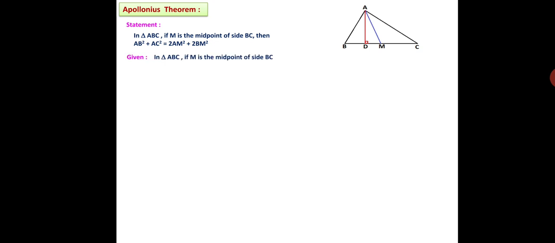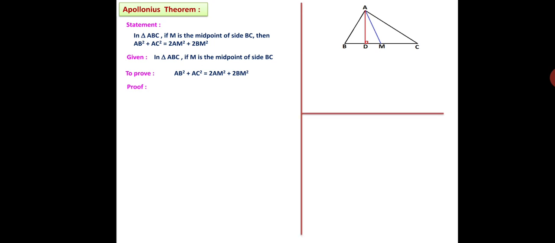So what is given here is triangle ABC, M is the midpoint of side BC, or you can write BM is equal to MC. So what you have to prove is AB square plus AC square is equal to 2AM square plus 2BM square. So let us see the proof of this one. Here in triangle ABC, M is the midpoint of side BC, therefore you can write that BM is equal to MC is equal to half of BC.